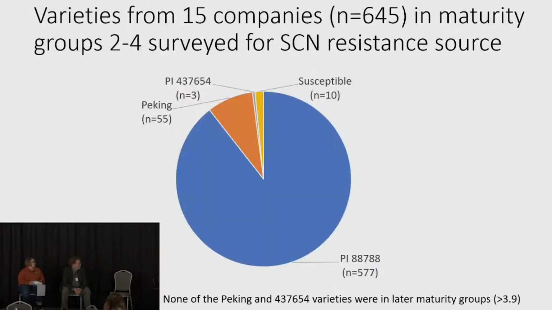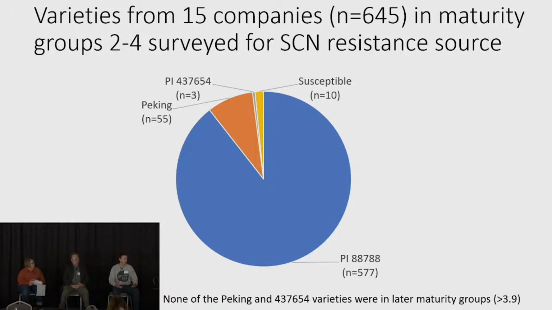There we go. So one of the main mechanisms for control strategies is plant disease resistance. And the issue that we face, and Eliana talked about it earlier in her talk, is that we've been using the same source of control for the past 30 years, which is a source of resistance called PI 88788. I did a survey of about 15 companies, 650 varieties, from maturity groups 2 to 4.9, and about 90% of them have that 88788 form of resistance.